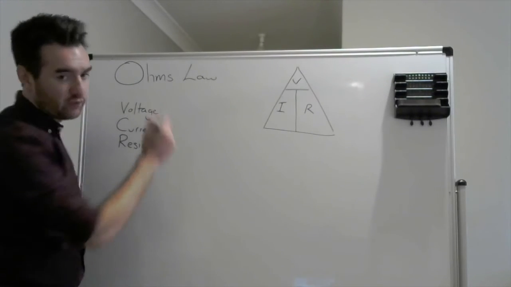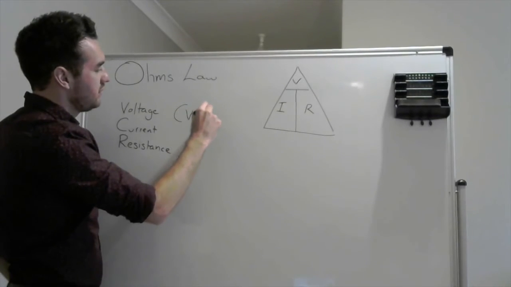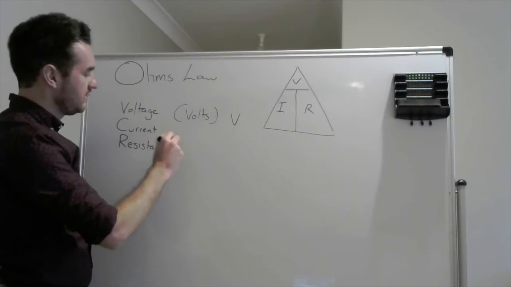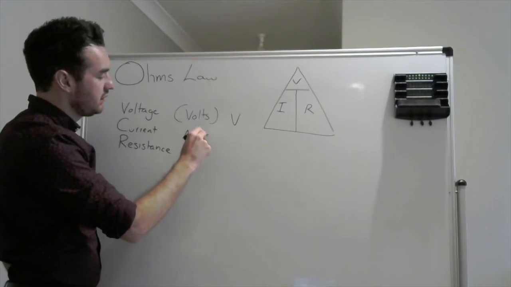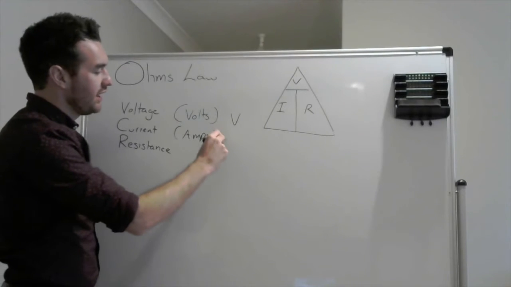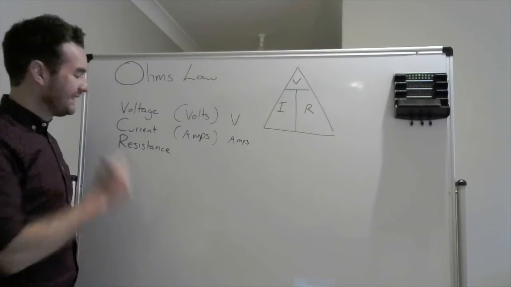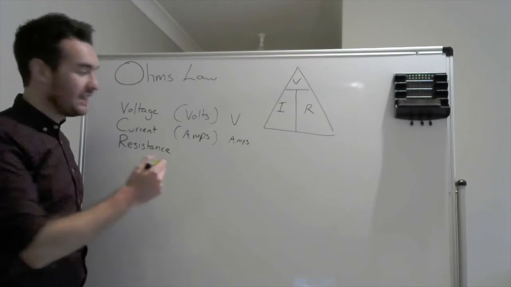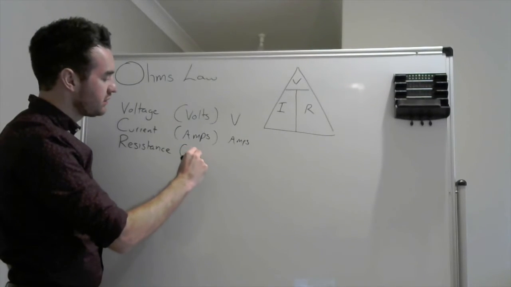And how do we measure voltage? Well, we measure voltage in volts. The unit we use is a V, which is nice and useful. Current, we measure that in amps, amperes to be precise, though we sometimes use the word amps. It's not too long. Now resistance is measured in ohms, who the law is named after, Georg Ohm. And it's measured in ohms.